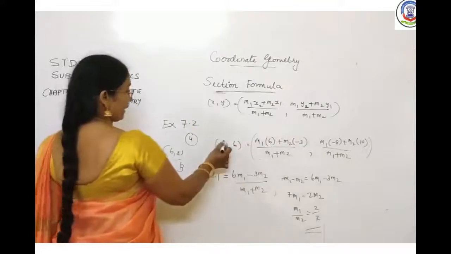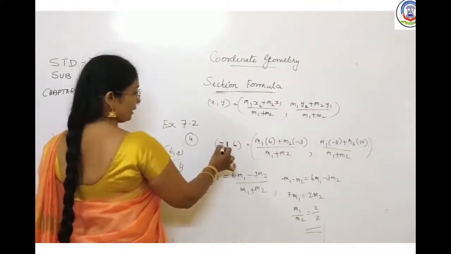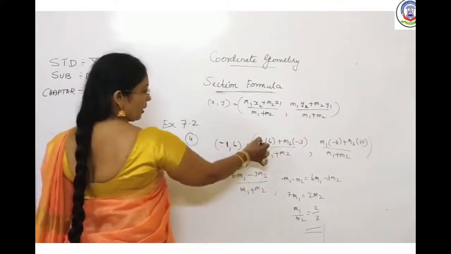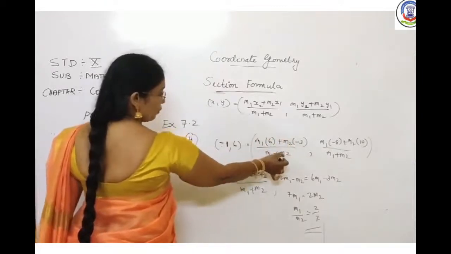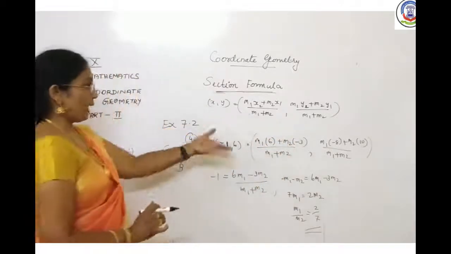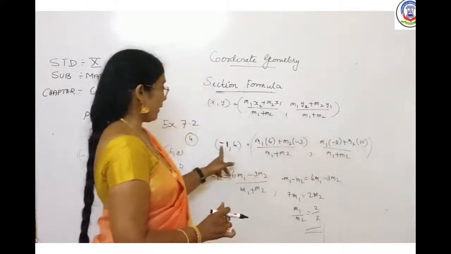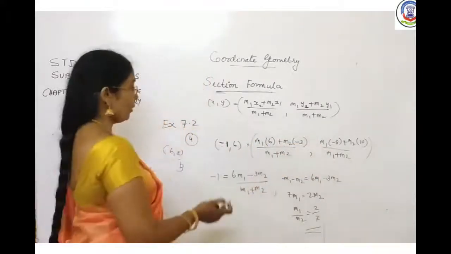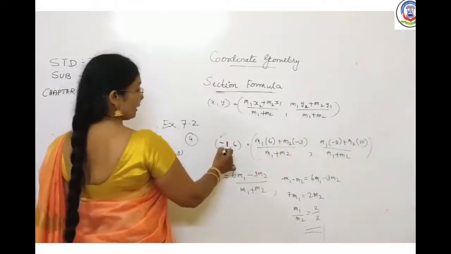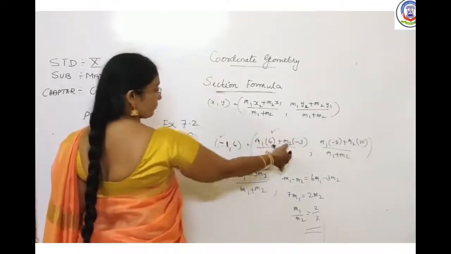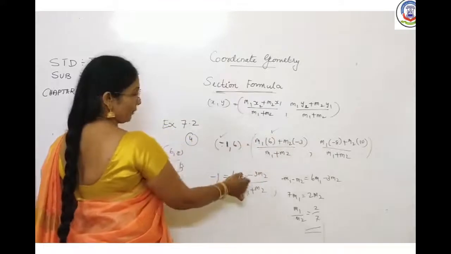Any one of the coordinates I am taking: -1 is equal to 6M1 minus 3M2 divided by M1 plus M2. Otherwise you can also take 6, because the y coordinate and x coordinate are already given. Okay, so I am taking x only. Here I am taking x, then here also x, from here x and formula from here.